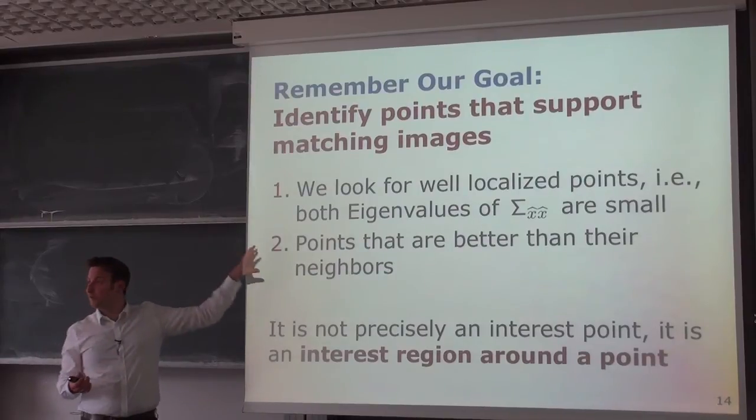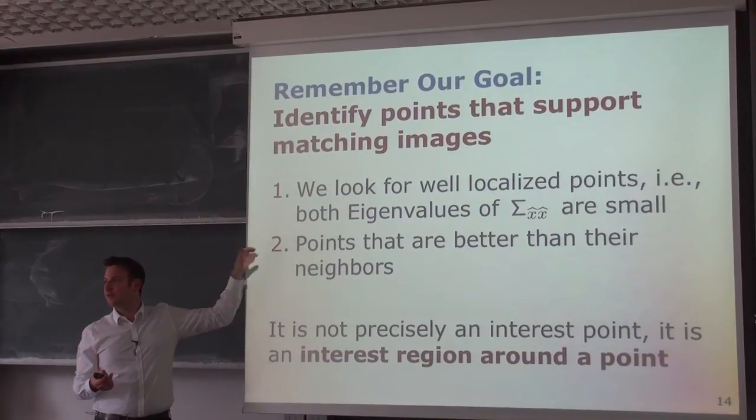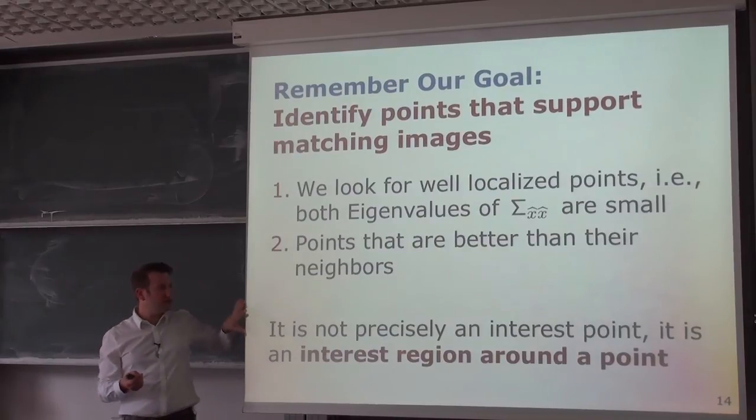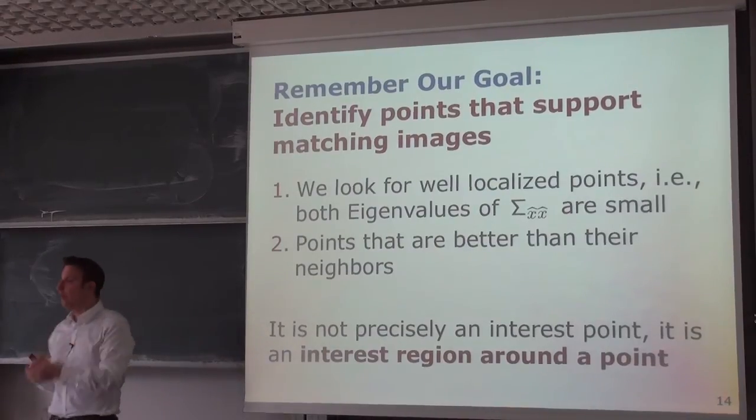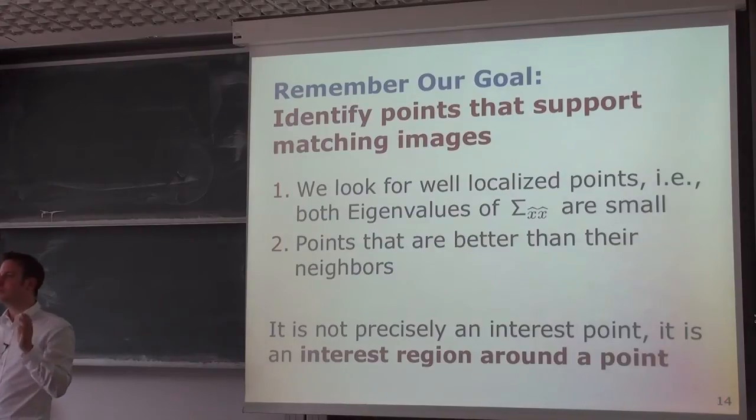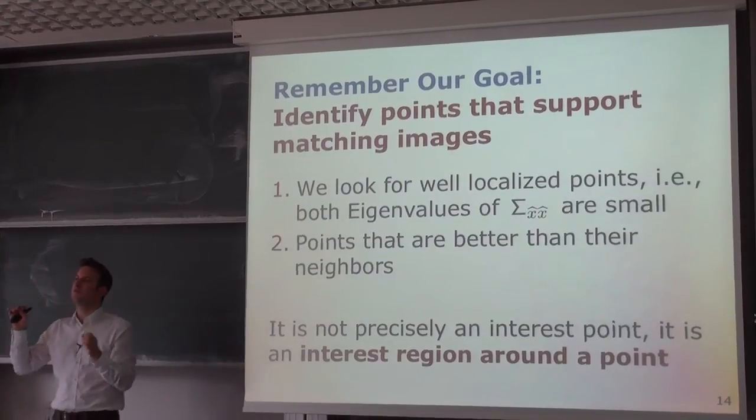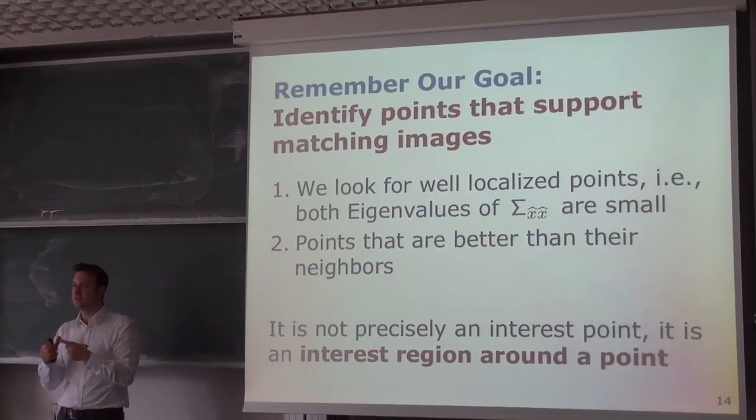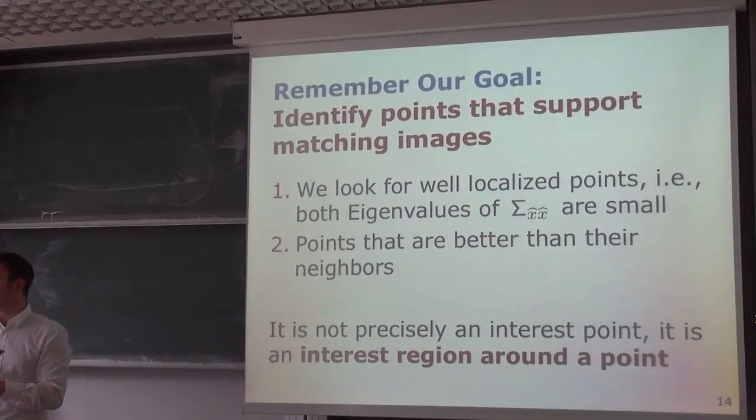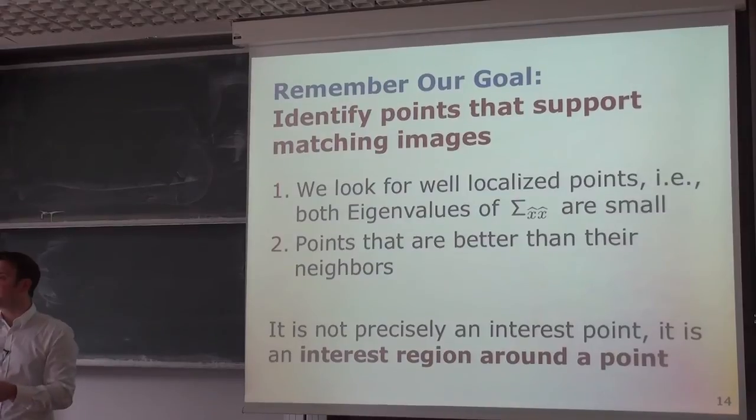This is our goal. This is what I want to do now. I want to find those points for which these two properties hold. Of course, just to mention, this is not really a point that we are considering here because we are summing over a local neighborhood. So we can see this as taking into account the local pixel neighborhood of this point in order to evaluate whether we can localize this point well, or if this is a distinct point, so it's better than its neighbors.